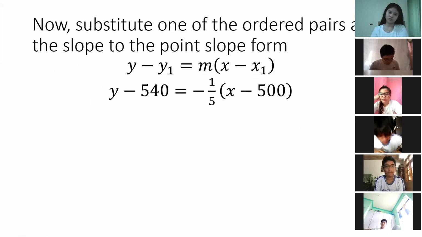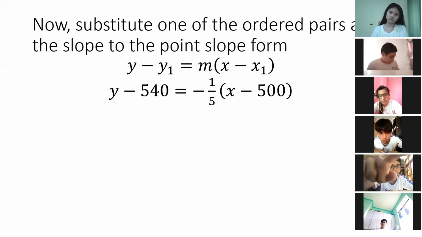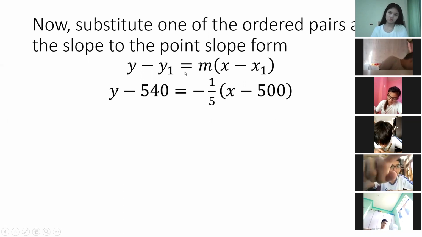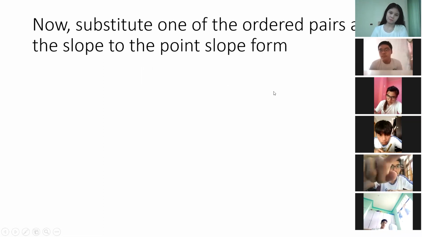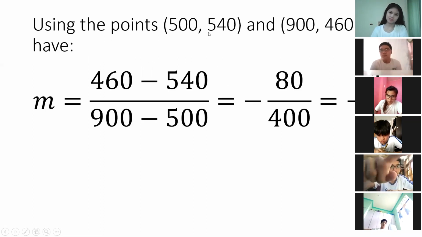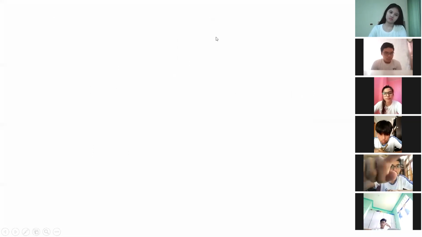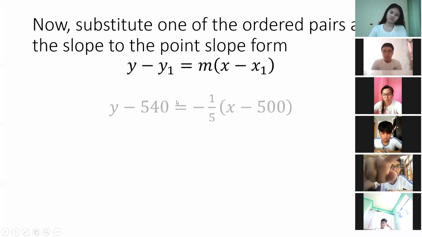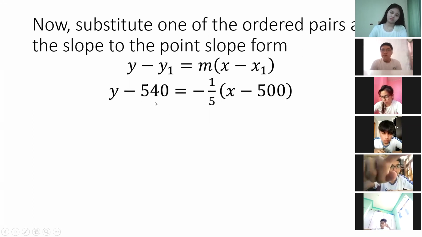So we have here, using the point-slope form, this is the point-slope form, class. Y minus y sub 1 equals m quantity x minus x sub 1. The y sub 1 is 540, the x sub 1 is 500, taken from this point, x, y. So, y sub 1, x sub 1. In the point-slope form, we substitute the y sub 1 and the x sub 1 to be 540 and 500, and also the slope to be negative 1/5.